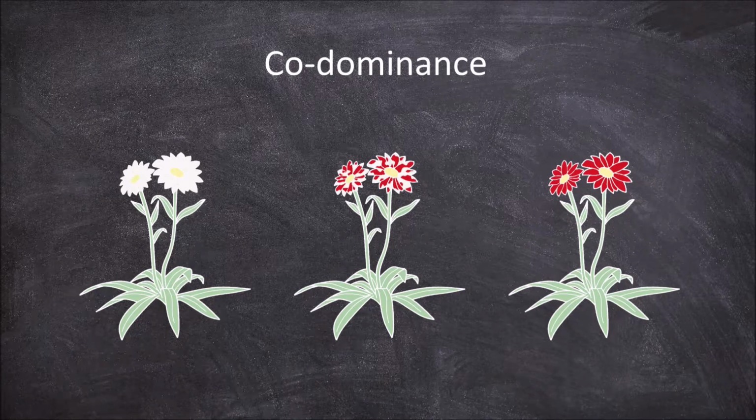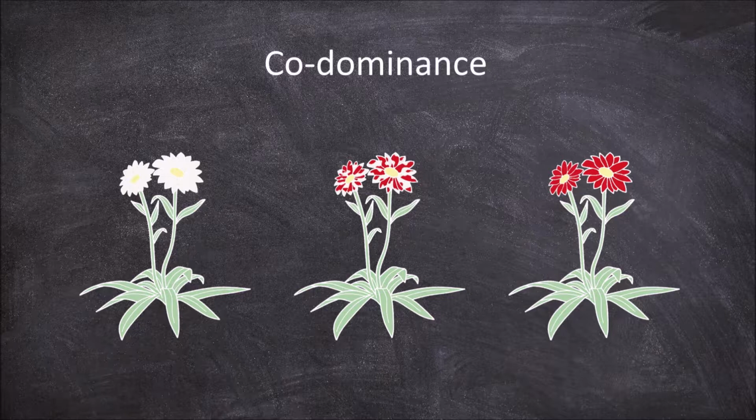In this video, we are going to go over codominance. Codominance is an example of inheritance where there is not dominance of one variant of a gene over the other, as they are both dominant. In traits that are codominant, both traits are expressed in heterozygous individuals.